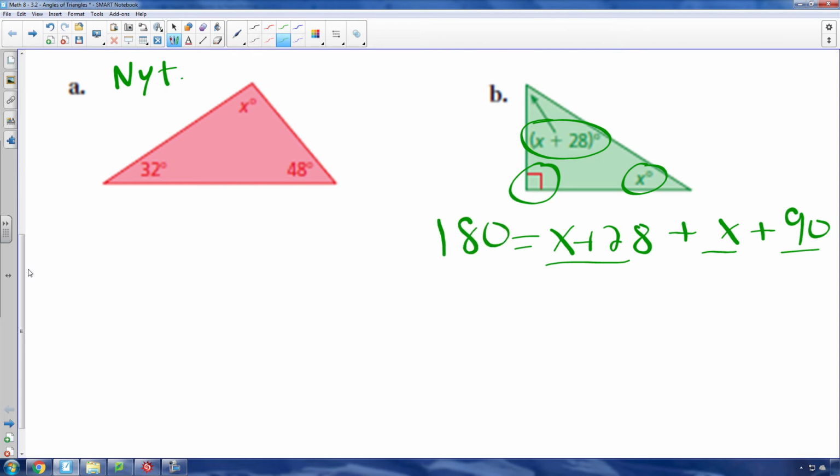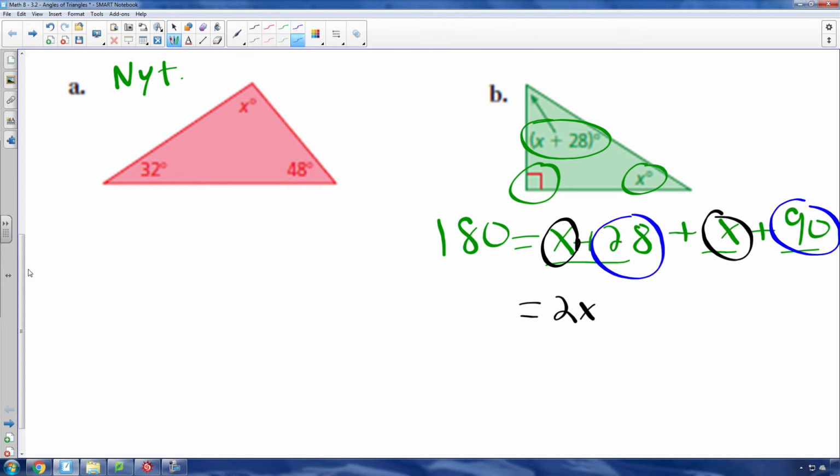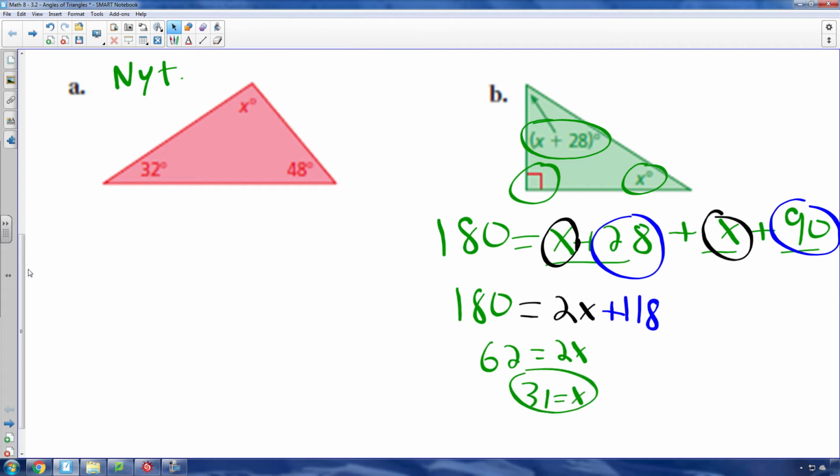And this is just a pretty straightforward equation to solve. x and x together is 2x. 28 and 90 together is 118. So that's where we are there, and the 180 is over here. So we're just solving a simple equation. We subtract 118, we'll have 62 is equal to 2x. I know I'm going a little fast there, but remember, we have hopefully mastered these two-step equations.